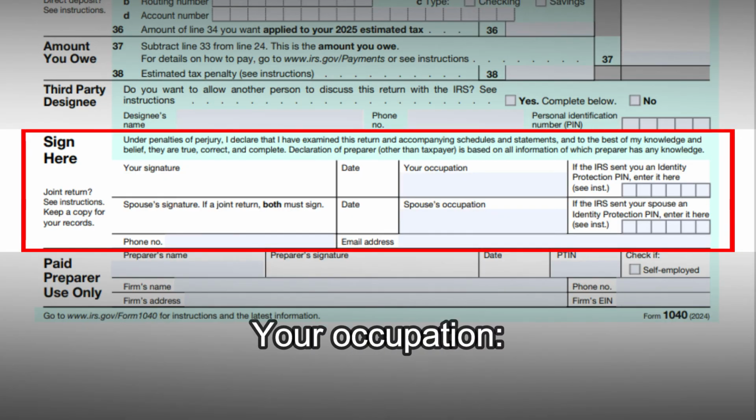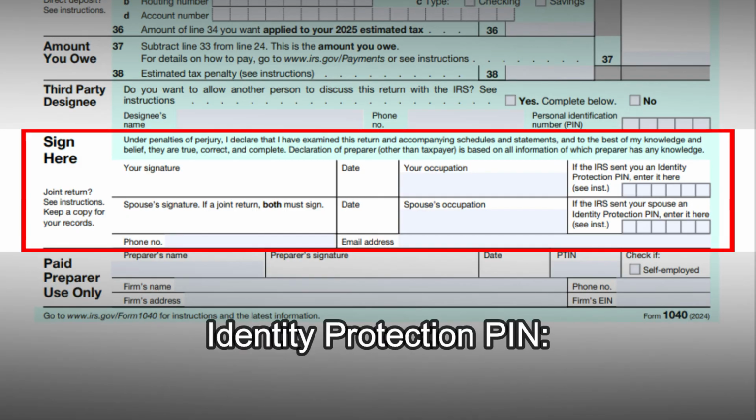Your occupation. List your job or occupation. It's usually the type of work you do, e.g., teacher, engineer, nurse, etc. Identity protection PIN. If the IRS has sent you an identity protection PIN, IP PIN, to prevent identity theft, enter that PIN here. This is a 6-digit number that helps the IRS confirm your identity when filing taxes.